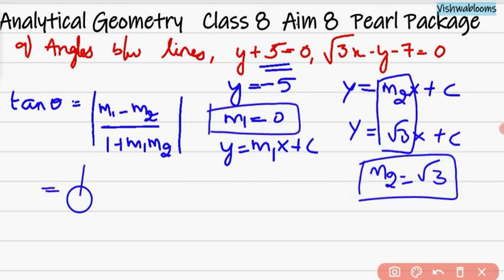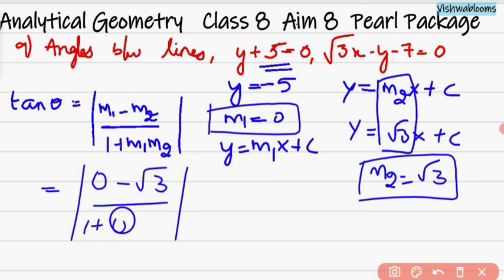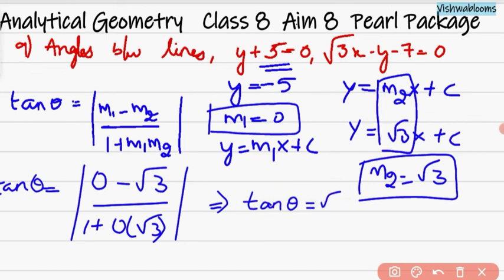Just substituting in the formula, it is 0 minus root 3 by 1 plus 0 into root 3. What will be the answer? It will be minus root 3. But remember tan theta is there, don't forget that. Tan theta. Now when we are solving it, it will be minus root 3 on the top and 1 at the bottom, but it is in modulus, so it will become only plus root 3, right? So tan theta is equal to plus root 3.